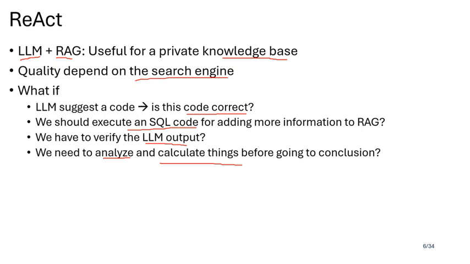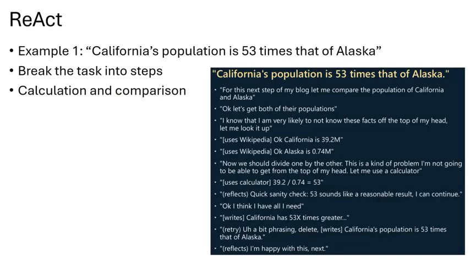The easiest way to analyze this is to look at human behavior, and then we can find some solution. Let's go through this easy example. Someone says to you, California's population is 53 times larger than Alaska's. How can we verify whether this information is true or not? The easiest way is to break the task into sub-steps, and then make a calculation and comparison. So let's break it down.